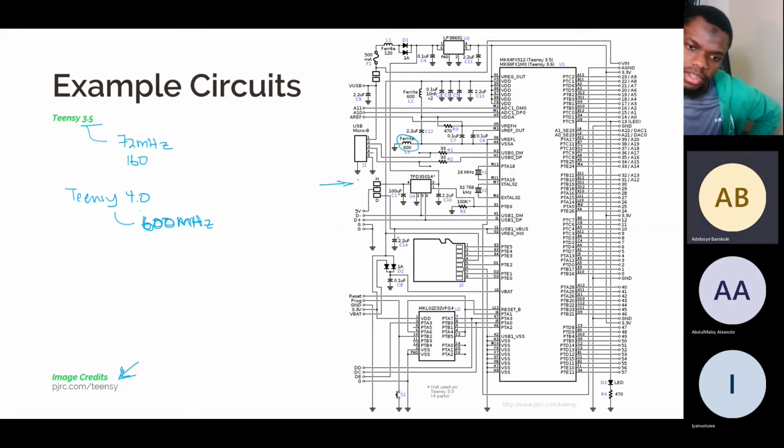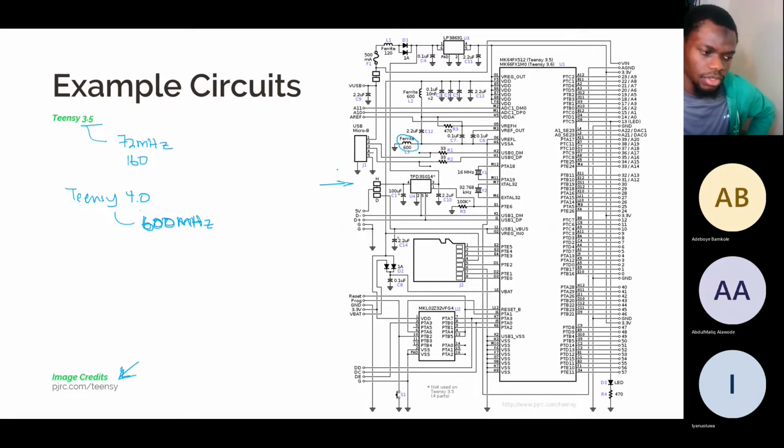So ferrite beads are like inductors, right? They are used to filter out high frequency noise. Ferrite beads are usually used like filters. You want to filter out high frequency noise, and they are also used for protecting parts of your circuit from things like EMI, electromagnetic interference, and some external noise.